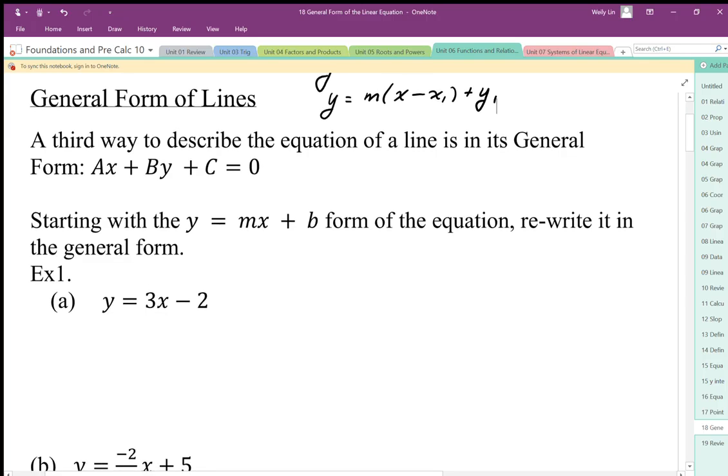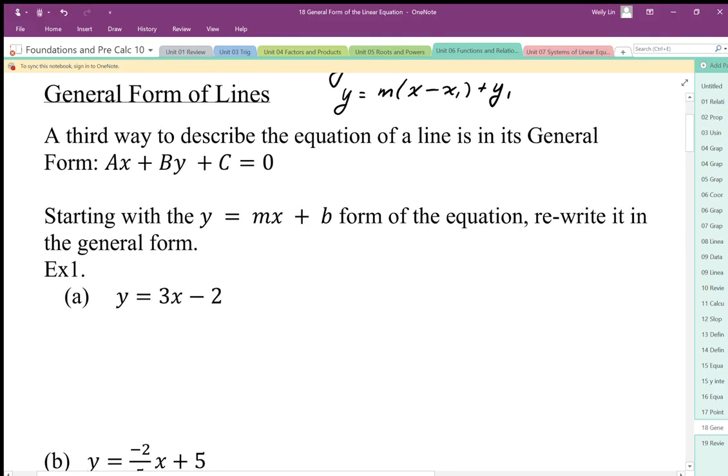So if we're given a y equals mx plus b form, we can rewrite it in the general form. Okay, and what that entails is we want to make sure that the coefficient on the x, in this case the 3, is going to be our a value. We just need to make sure to keep that positive. We need to make it equal to 0. So I'm going to subtract y from both sides, so I end up with 0 on one side.